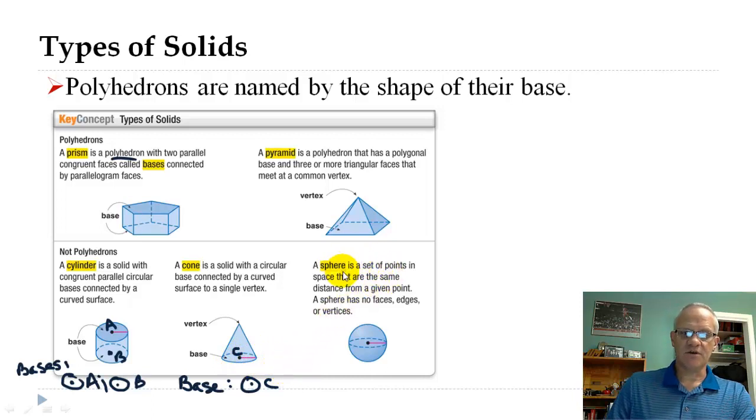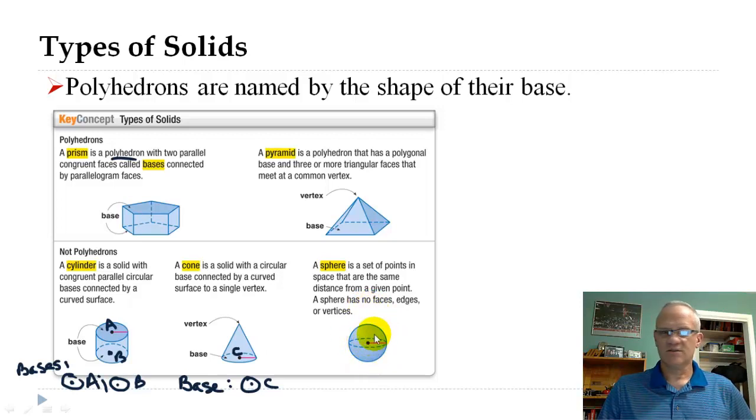And then finally, the sphere. It's a set of points in space that are the same distance from a given point. So the given point is right here in the middle. And from the middle, if you go in any direction, the edge of this circle, or sphere, is the same distance away from that center point. Okay, and in this case, it doesn't have any faces, doesn't have any edges, no vertices. It has nothing. A sphere has nothing. Okay, so those are a couple of the different shapes.